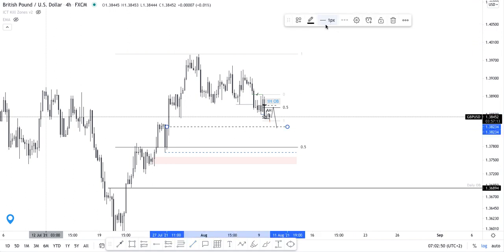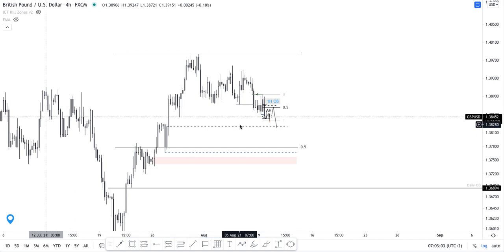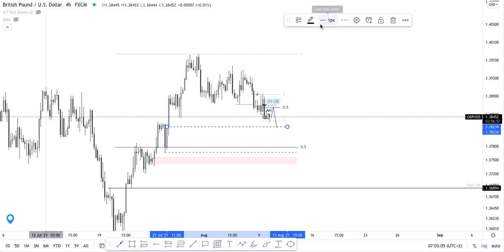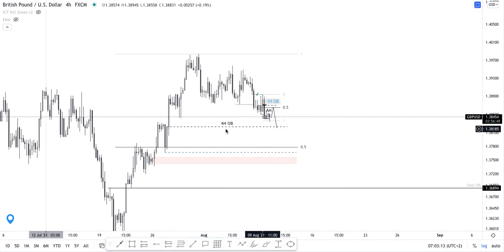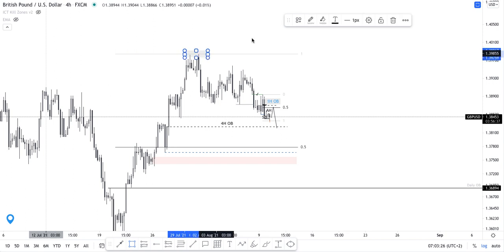We'll just say this is our current 4 hour order block. So now we can definitely expect price to push down into this area, but I do think that we can expect price to rally up further up into this liquidity that we have above these highs.